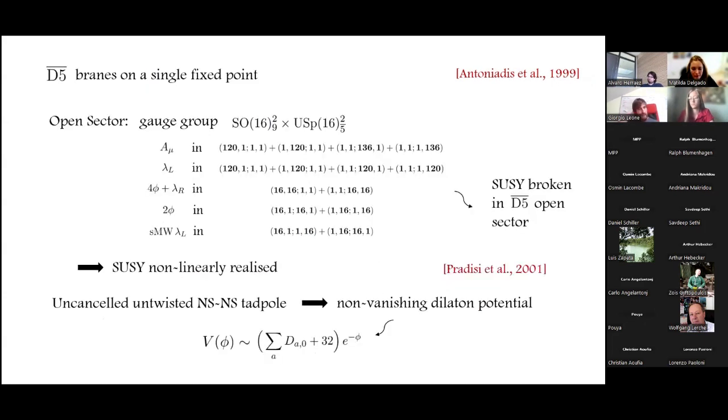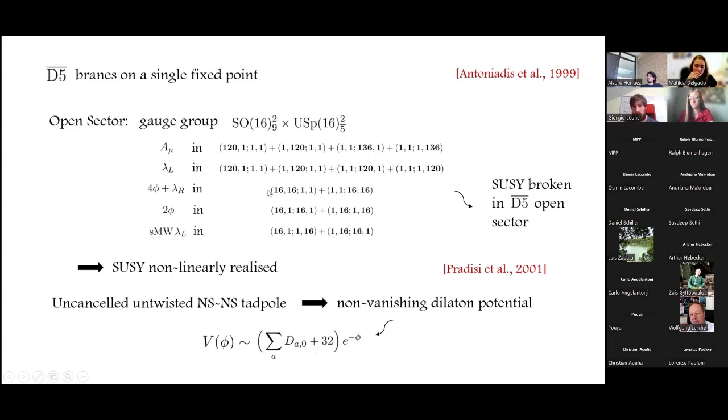So we can start discussing the anti-D5 branes placed on a single fixed point, which corresponds to the vacuum discussed by Antoniadis, Dudas, and Sagnotti in 1999. And this actually yields a gauge group which is of the following form.